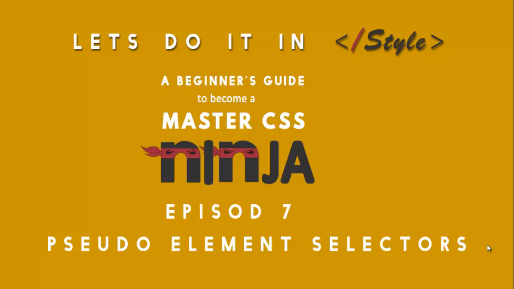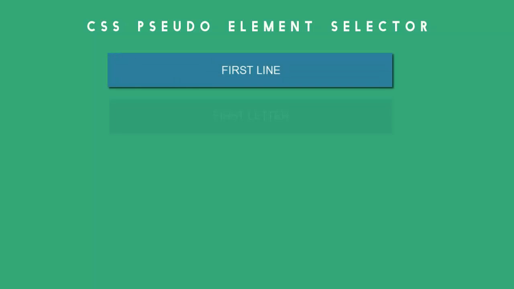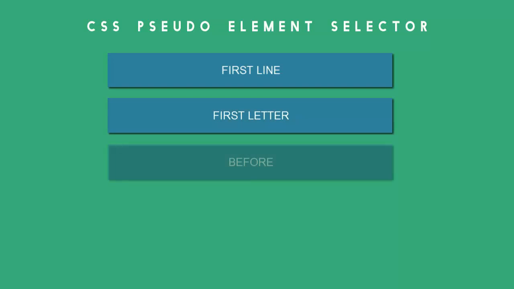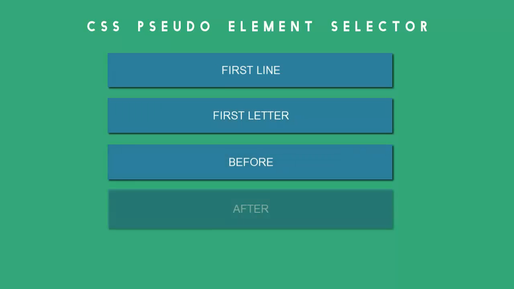In this episode, we are going to learn CSS selectors grouped as pseudo-element selectors. These are the following: first line, first letter, before, and after. Let's discuss the usage one by one.